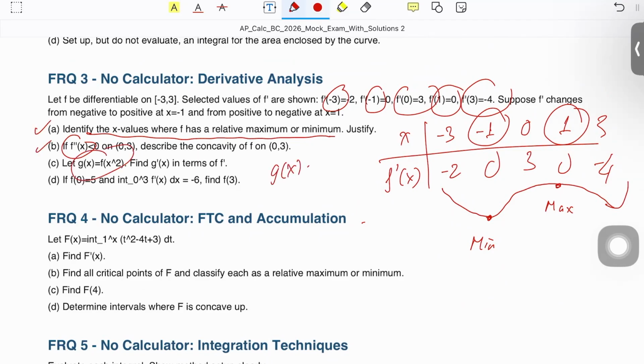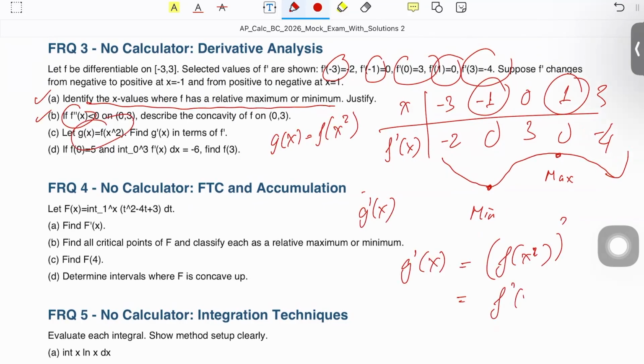Now g of x equals f of x squared. All right, find g prime of x. So this is the chain rule, right? When you're checking the derivative, that means you're checking the derivative of this guy. And the derivative of this guy is just the derivative of itself times the derivative of the inside, the chain rule. So you're gonna have 2 times 2x. That's it. I think this one is a review for you, the chain rule. So the answer is f prime of x squared times 2x.